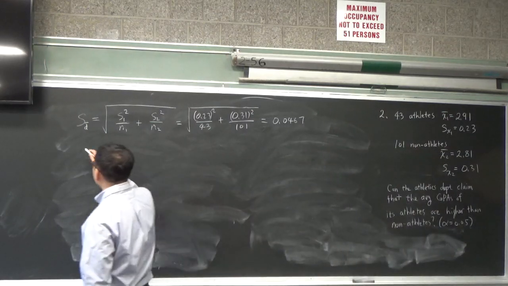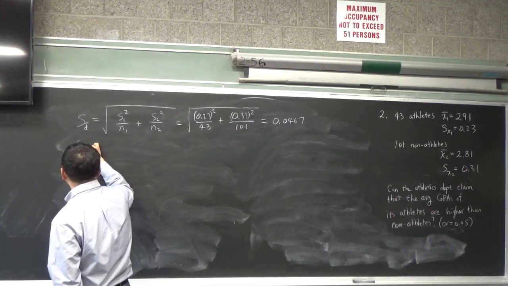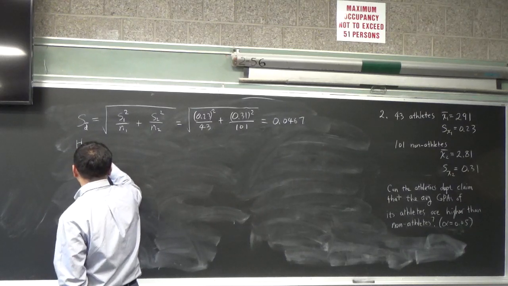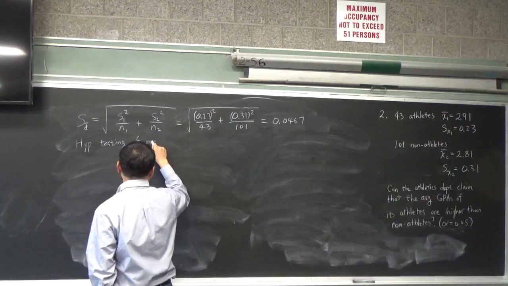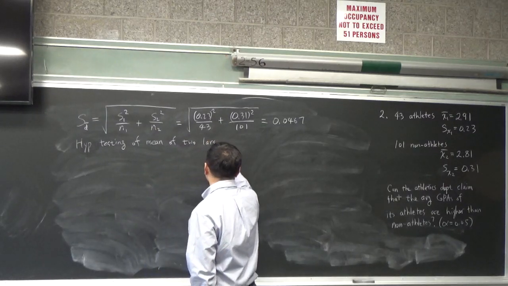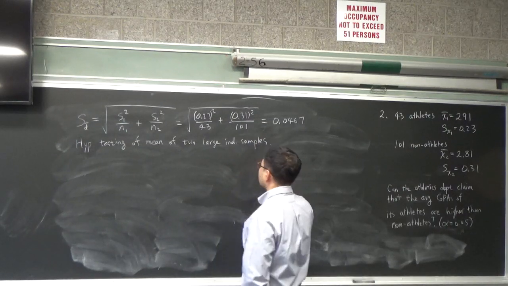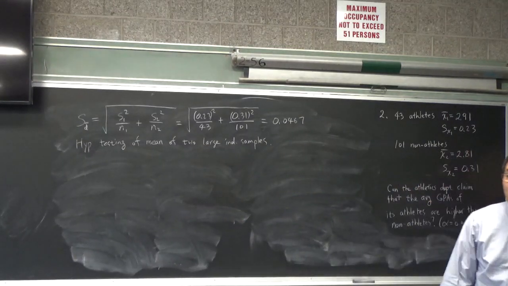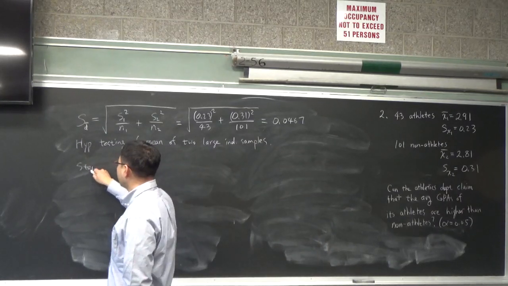So here we are doing a comparison of means, or hypothesis testing of means, of two large independent samples. And it's this large size that allows us to use the normal distribution, okay? All right, so step one, what do we do?